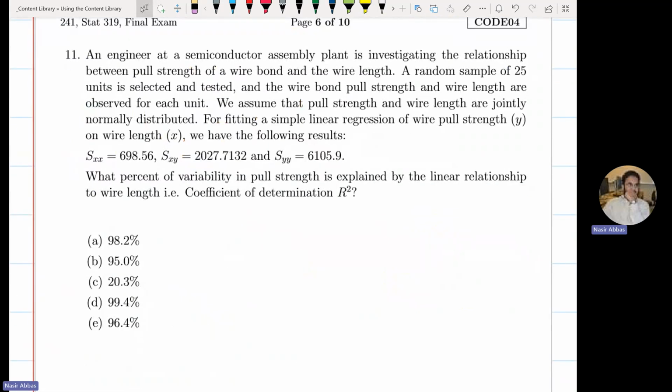For the first question, it says that an engineer at a semiconductor assembly plant is investigating the relationship between the pull strength of the wire bond and the wire length. He takes a sample of 25 units and observes the pull strength and the wire length. We assume that the pull strength and the wire length are jointly normally distributed. We fit a simple linear regression. Pull strength is Y, wire length is X.